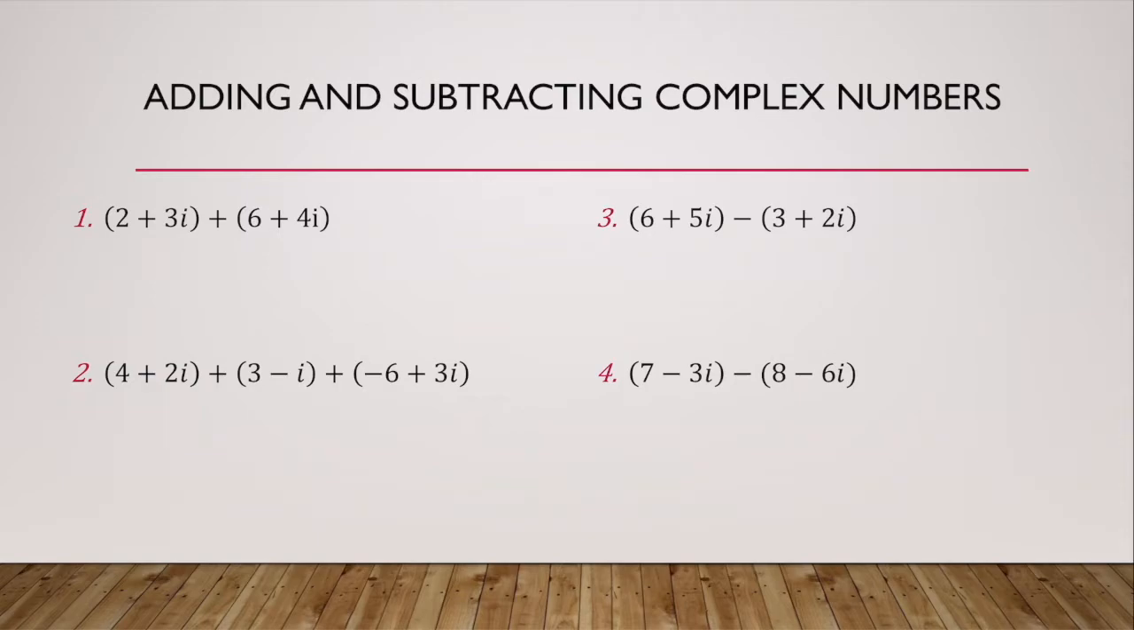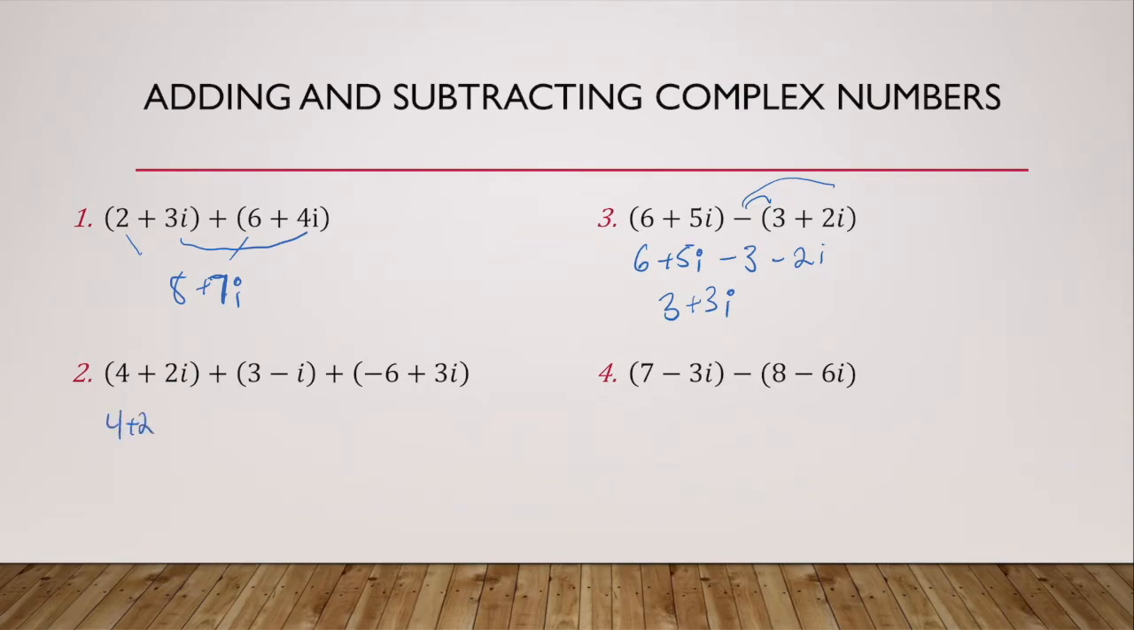So let's do some operations with complex numbers. We kind of treat them like variables until it comes to multiplication. So when we're adding and subtracting, if I have 2 plus 3i plus 6 plus 4i, I add my real parts, which is 8. 3i and 4i is 7i. If I'm subtracting, remember I have to distribute that negative. So I've got 6 plus 5i minus 3 minus 2i. 6 minus 3 is 3. 5i minus 2i is 3i.